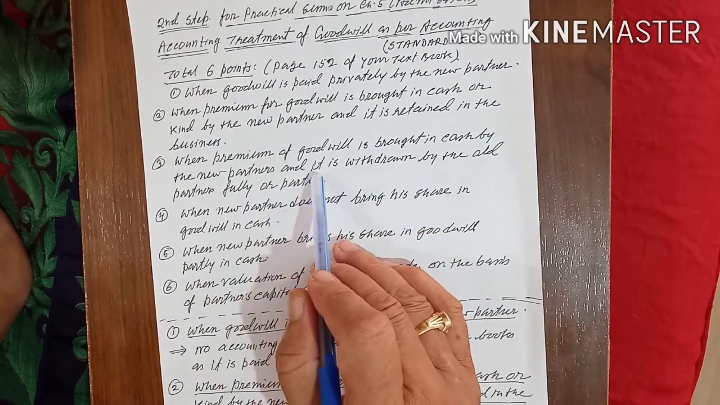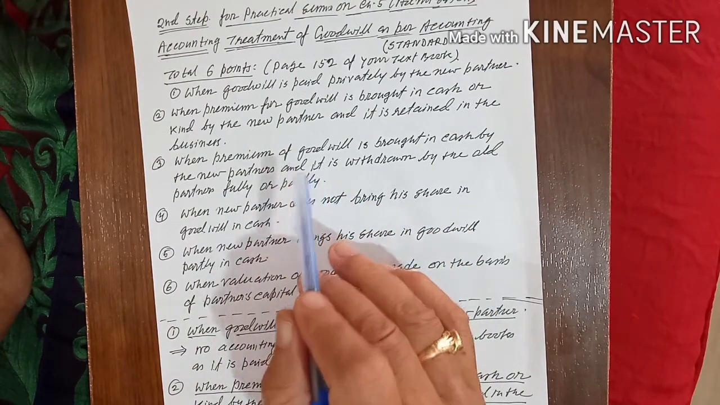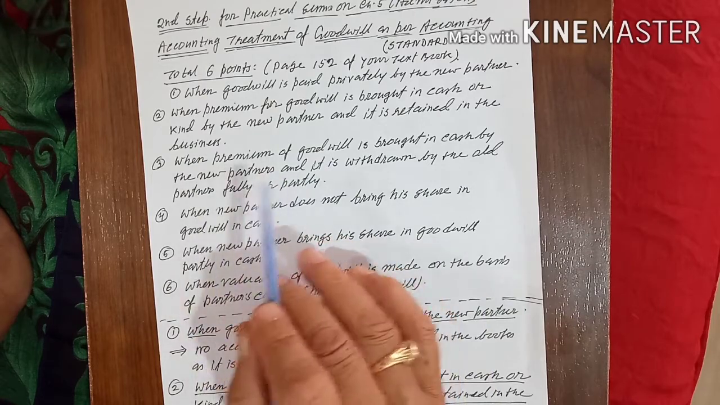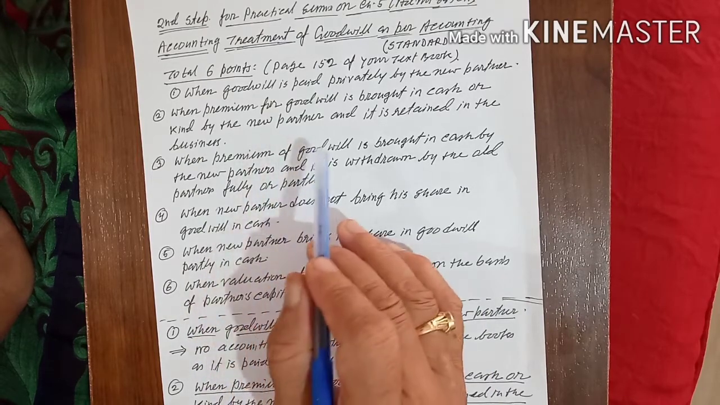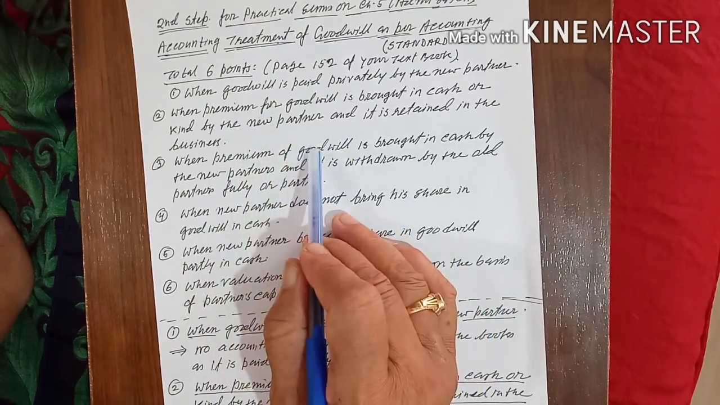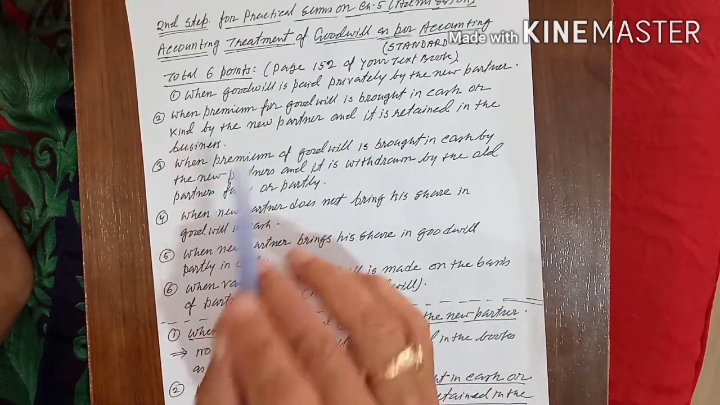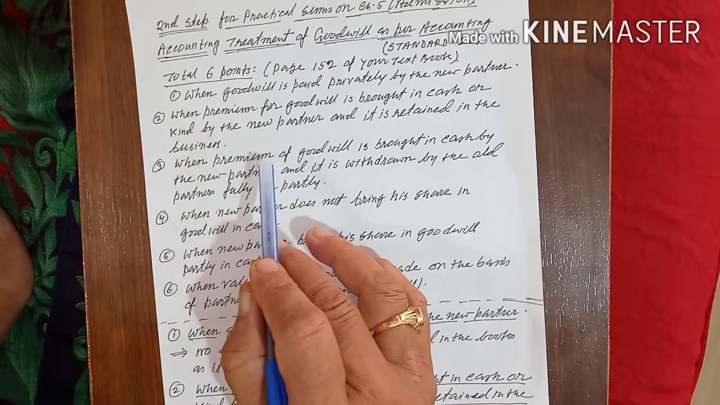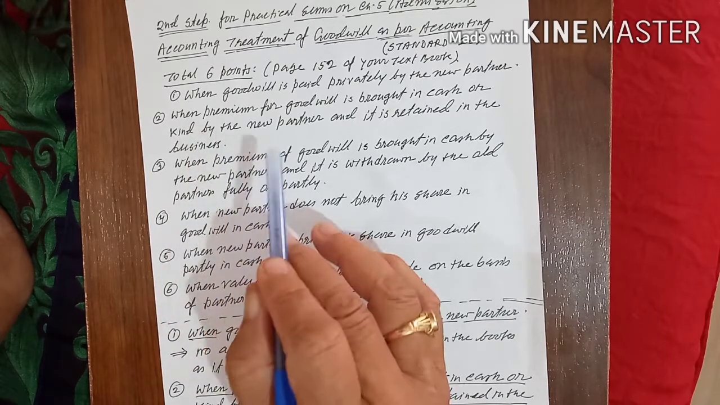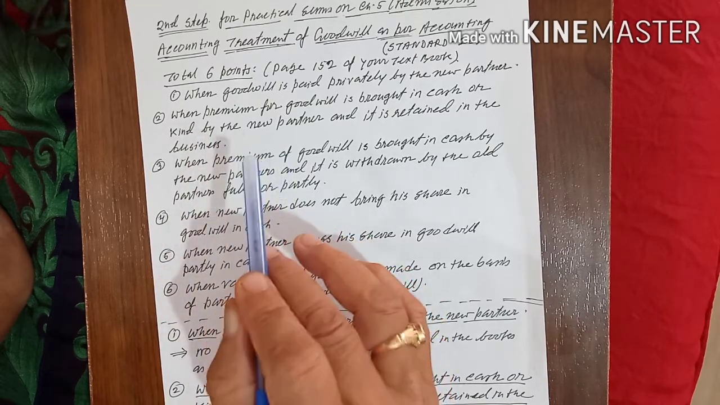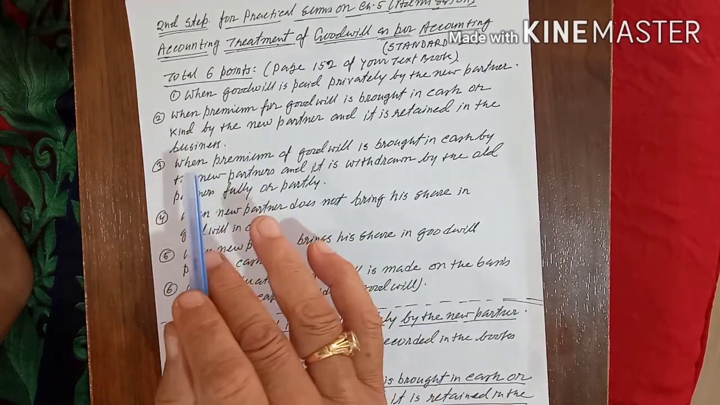Once again I want to tell you, apart from the capital, which stays as it is for the new partner, whatever extra money the new partner gives to the business as goodwill, that amount the old partners will take according to the sacrificing ratio.